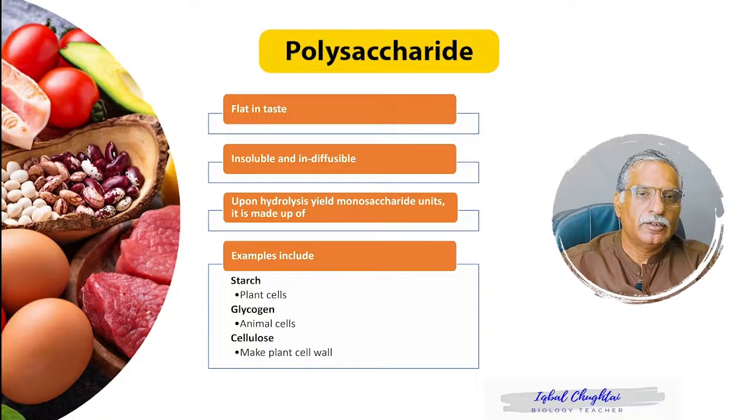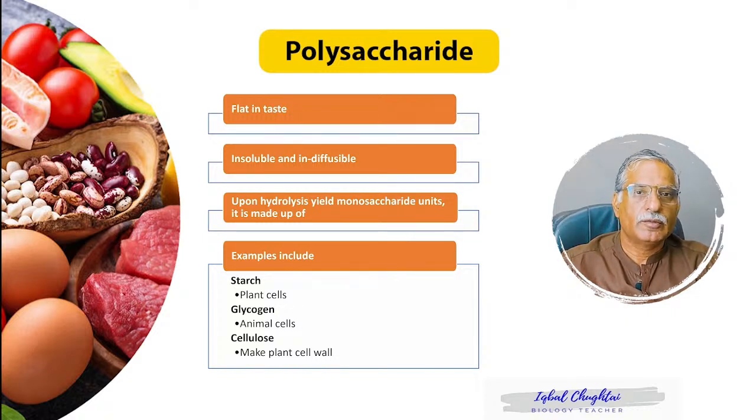Our food contains starch, which is a major source of energy for us, and it makes up the maximum bulk of our food. This starch can be found in potato, wheat grains, rice grains, etc.